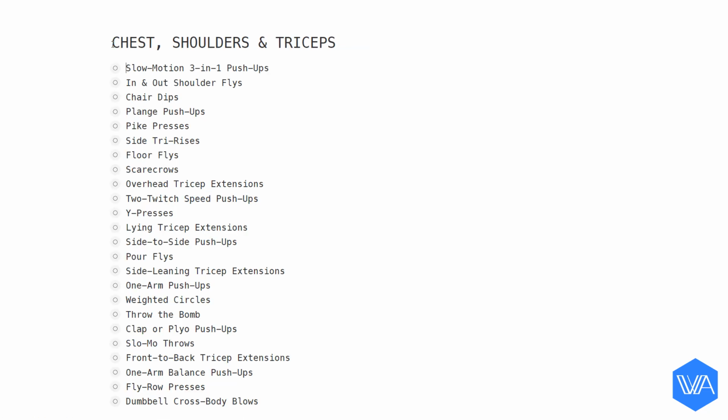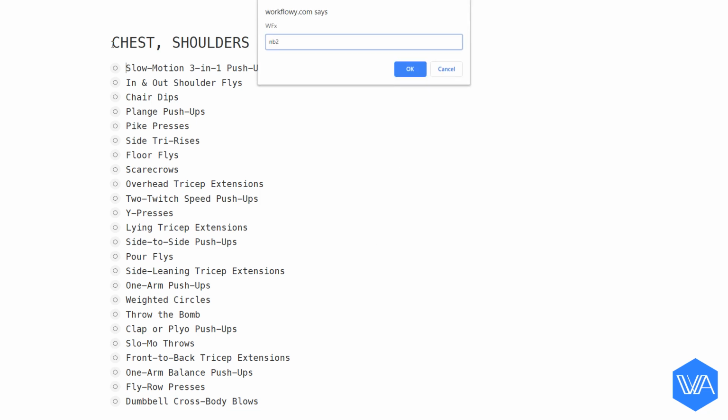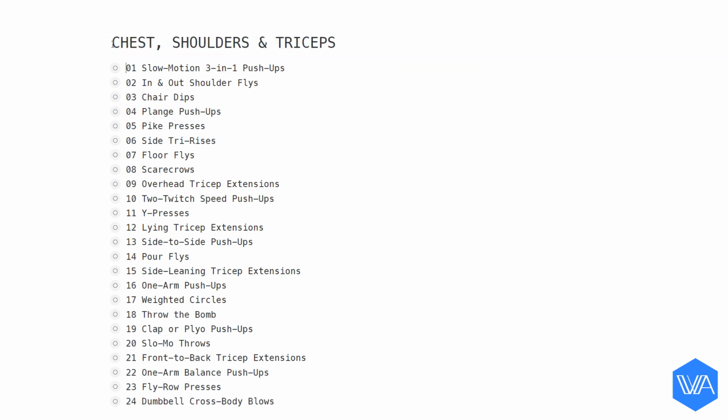Here's a chest, shoulders, and triceps routine from the famous P90X workout program. I'm going to number this list with a slightly different number bullets script. And you'll see that with this particular script, numbers 1 through 9 get preceded by a 0. They get padded so that my list content stays on one level plane.